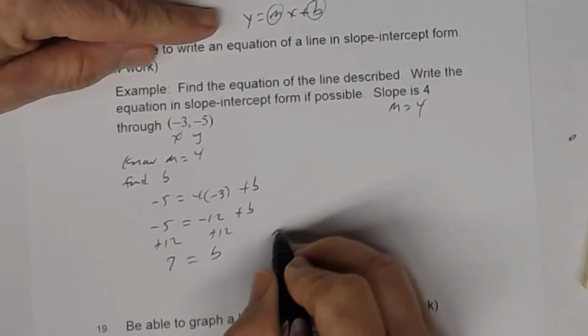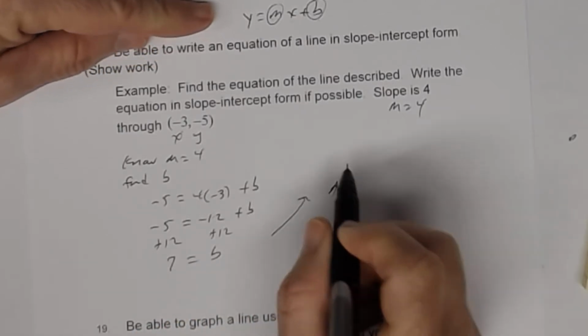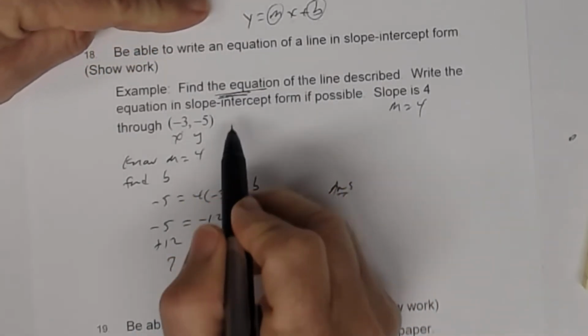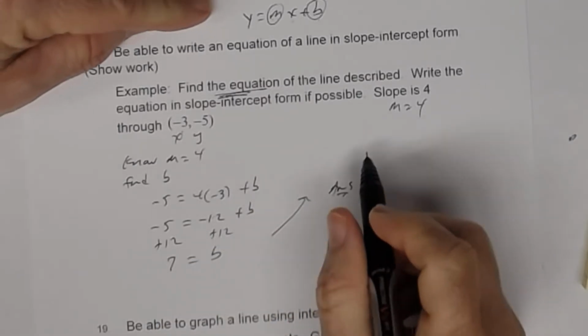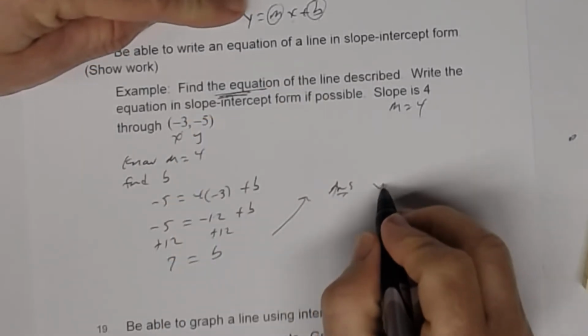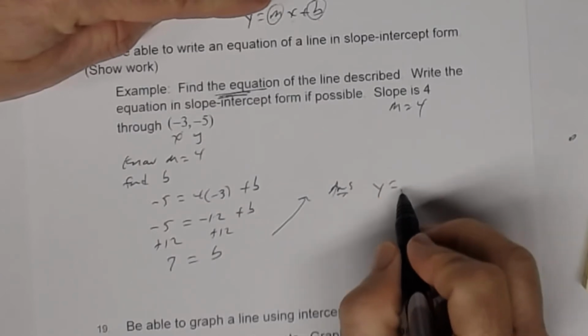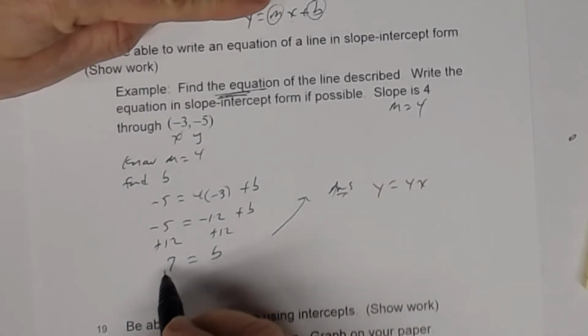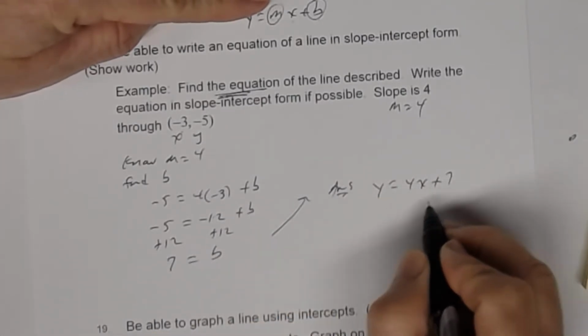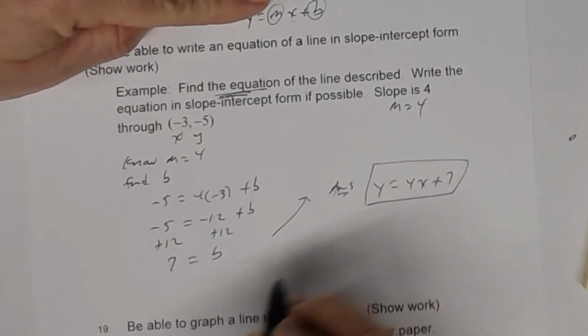And so therefore the answer, because remember you have to find that equation. Don't just stop there. The answer, you're going to say y equals m, the slope, 4x, plus the y-intercept, which is 7. So y equals 4x plus 7. There's your answer.